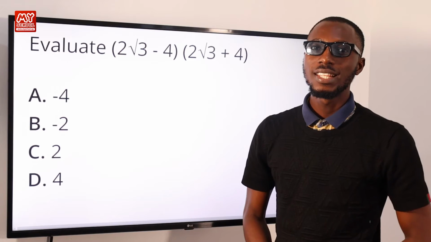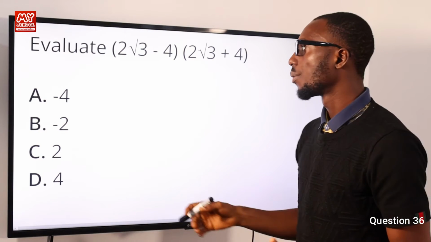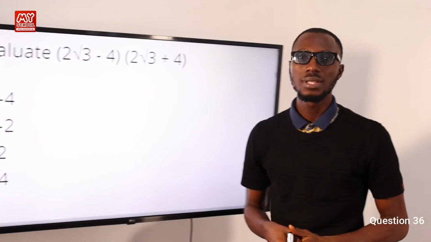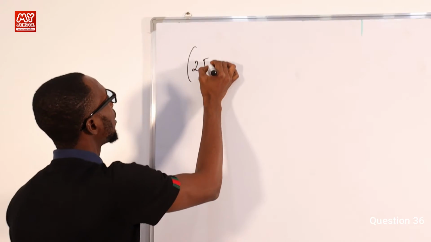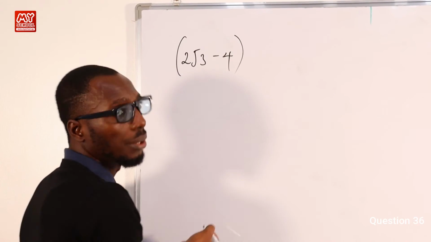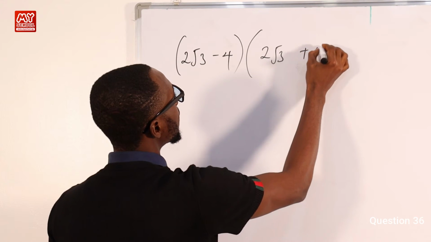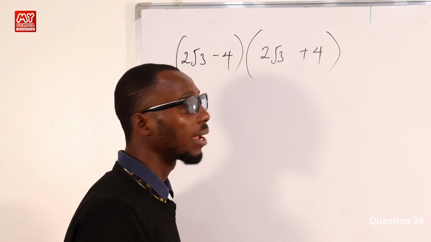So we have question 36. Evaluate (2 root 3 minus 4)(2 root 3 plus 4). This is very simple. This is just a conjugate of squares. So 2 root 3 minus 4, 2 root 3 plus 4. I'm going to do this in the easiest way possible.